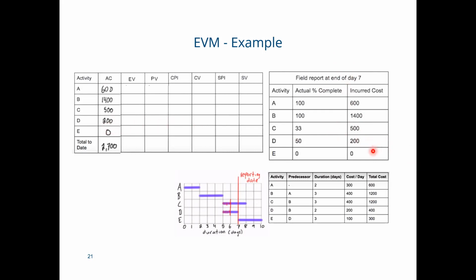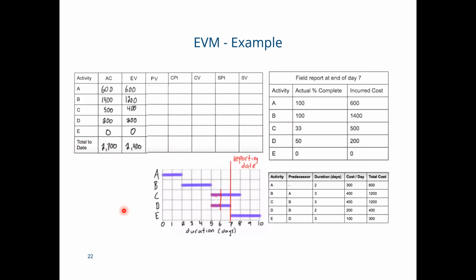Last is our activity E, which has not started yet, and we did not spend any money on it. So for activity E, the AC value is 0. So we can total all these values, and the final value is $2,700, right? So we are done with the first column. Now the second is to calculate the earned value, right?